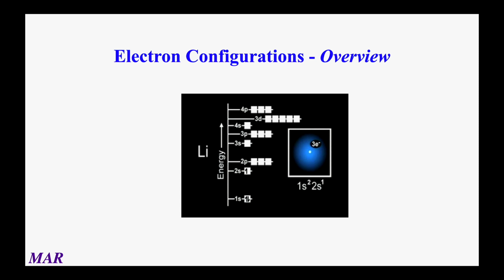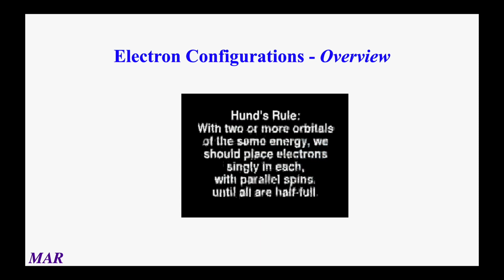With increasing atomic number, the electrons occupy orbitals of increasing energy. With carbon, we encounter a new question. Because there are 3 degenerate 2p orbitals, that is, orbitals of equal energy, Hund's rule tells us that with 2 or more orbitals of the same energy, we should place electrons singly in each, with parallel spins, until all are half full.